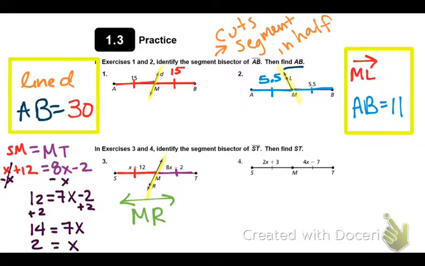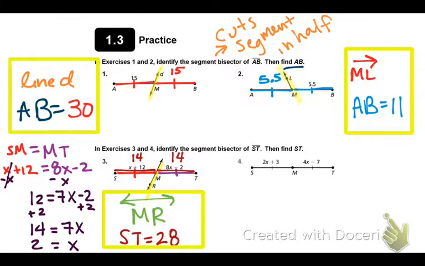Do I circle that answer? No. Do I double the answer? No. What do I do with it? I plug it back in. So 2 plus 12 is 14, so the length of SM is 14. I would still plug it into the other just to check that it's correct. 8 times 2 is 16, minus 2 is 14. So the length of S to T would be 28. So you'd add the 14s.